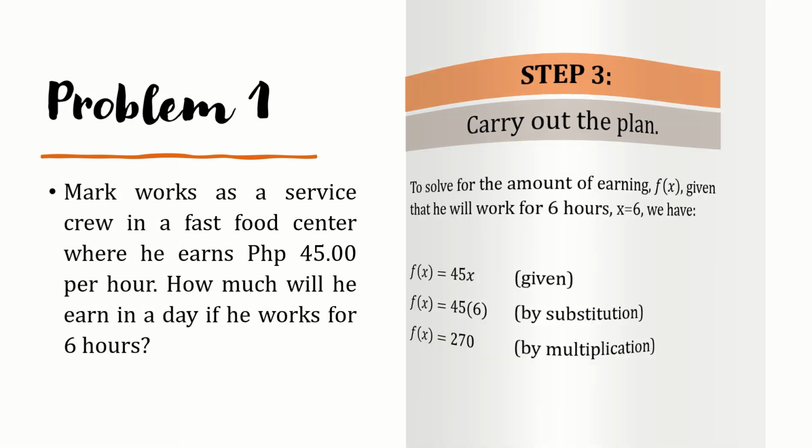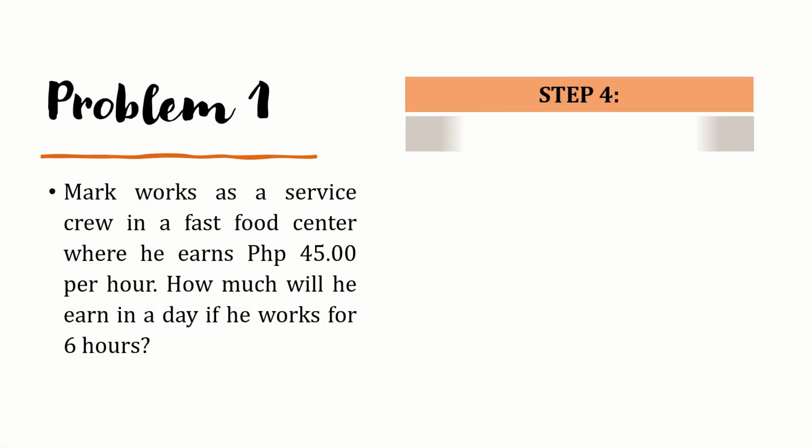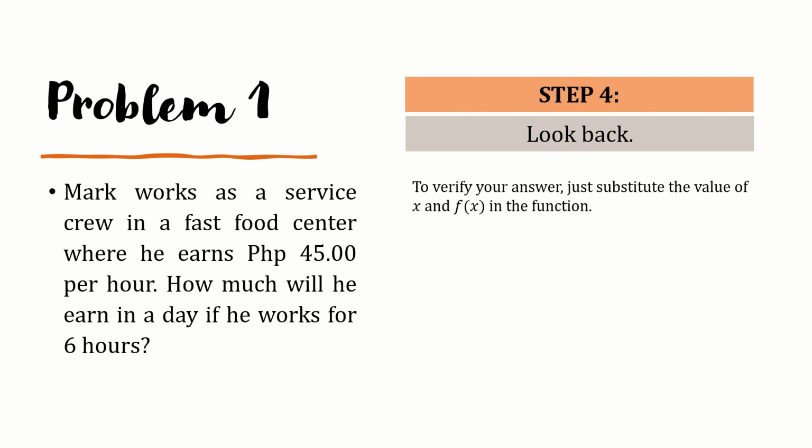For our last step, step 4, look back. To verify your answer, just substitute the value of x and f of x in the function. The given is f of x equals 45x, and by substituting the value of x and f of x, we have 270 equals 45 times x.